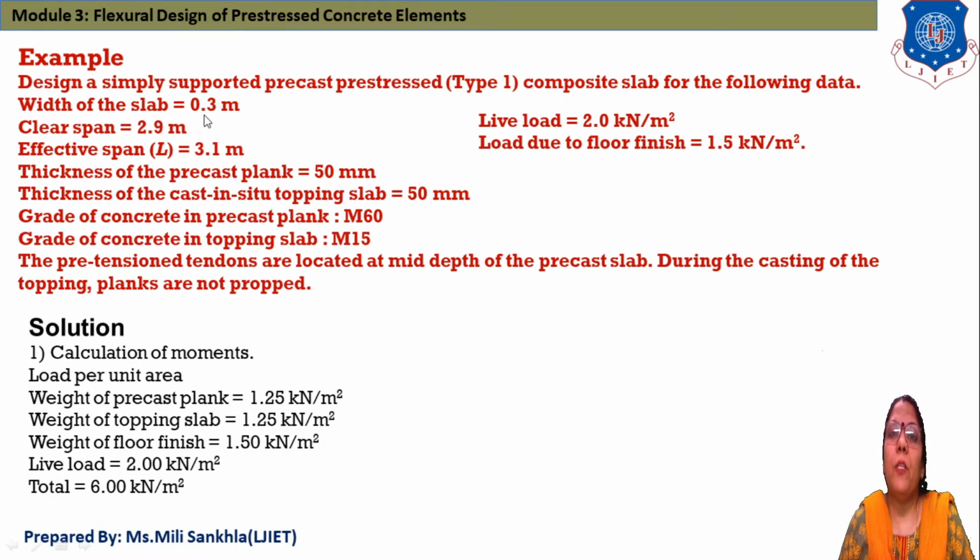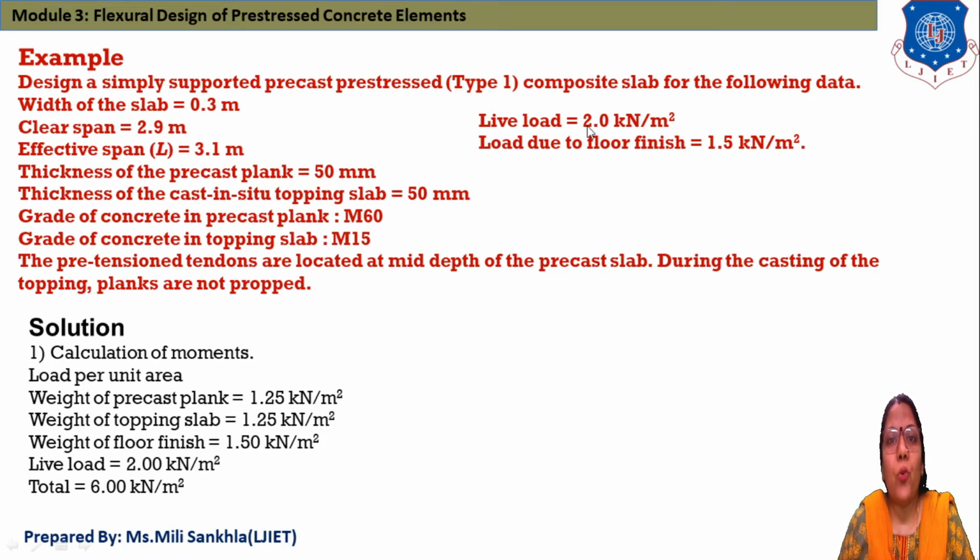Width of slab is 0.3 meter, clear span is 2.9 meter, effective span L is 3.1 meter. Thickness of precast plank is 50 mm and thickness of cast in situ topping slab is 50 mm, because this is our composite slab, but a one-way slab also. Grade of concrete in precast plank is M60 and in topping slab is M50.